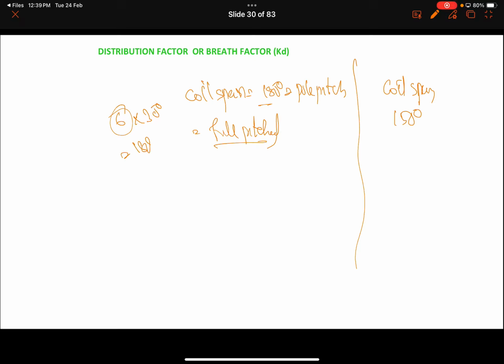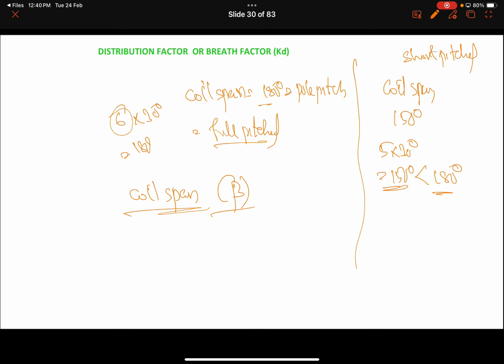Now here we have only 5 slots, 5 into 30 degrees. How much are we getting here? 150. Is 150 less than the full pitch winding or not? So this is called short pitched winding. I am concluding the things here. The coil span is represented with beta. Remember and write, the coil span is given the notation beta.